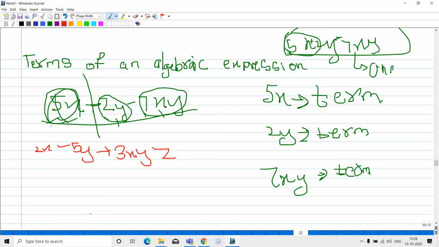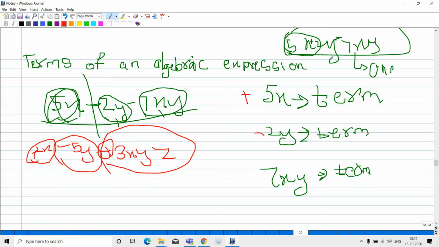How are there three terms? Here plus 2x is one term, minus 5y is one term, and plus 3xyz is one term. You should count the terms with their signs. Here I didn't write the signs: plus, minus, plus. So three terms exist to form an algebraic expression: plus 2x, minus 5y and plus 3xyz. These are the three terms combined to form an algebraic expression.